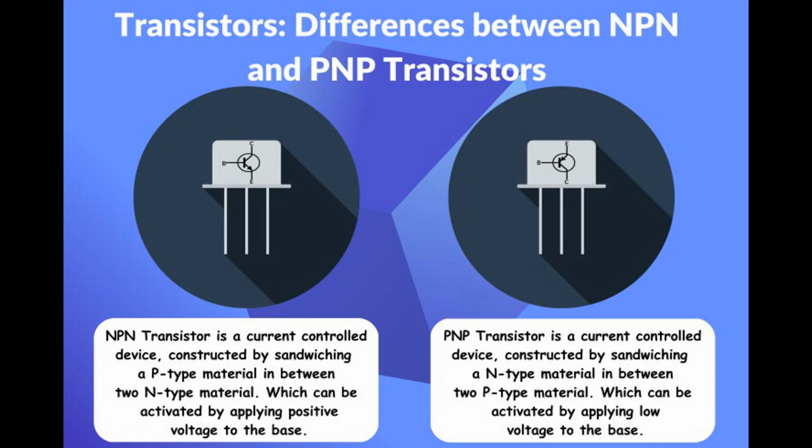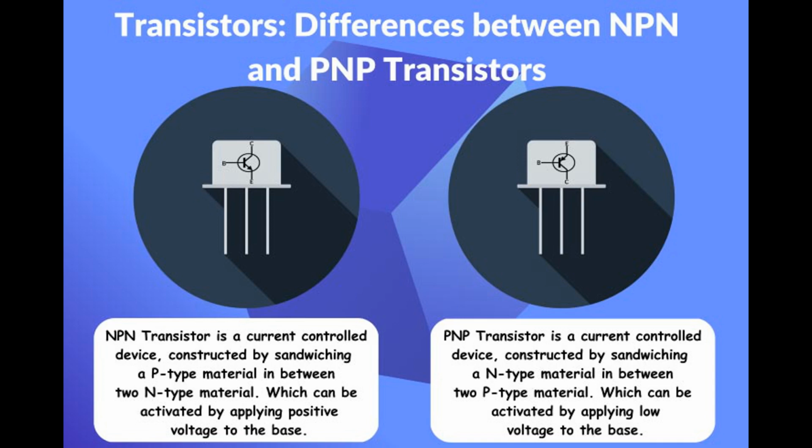Base-emitter junction. The base terminal forms a junction with the emitter terminal, known as the base-emitter junction. This junction is usually forward biased when the transistor is in the on state, allowing charge carriers, electrons or holes, to flow from the emitter to the collector.